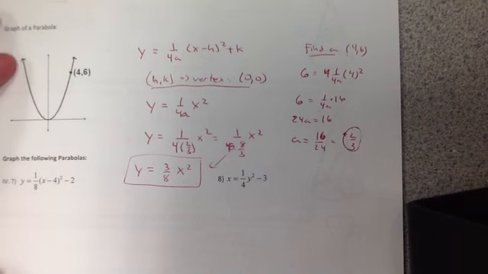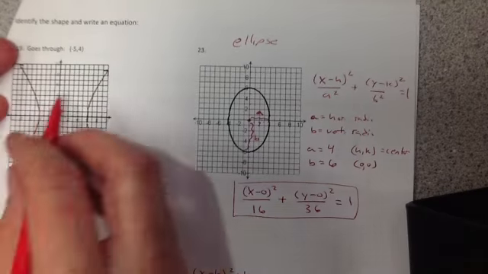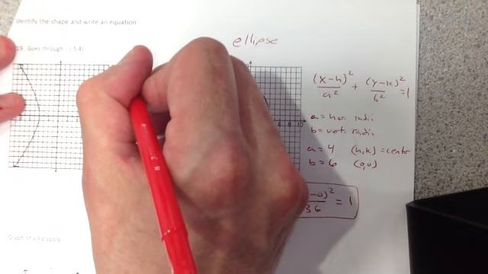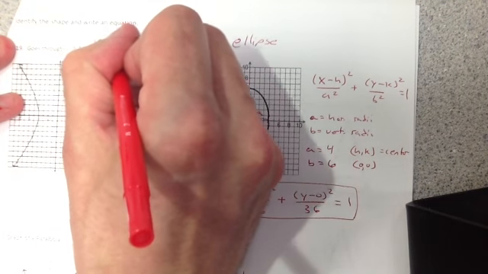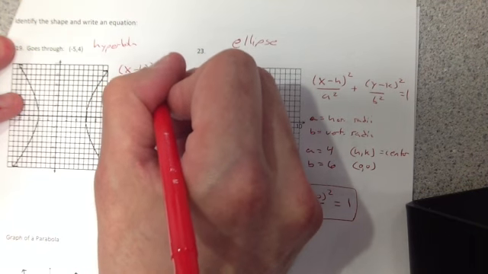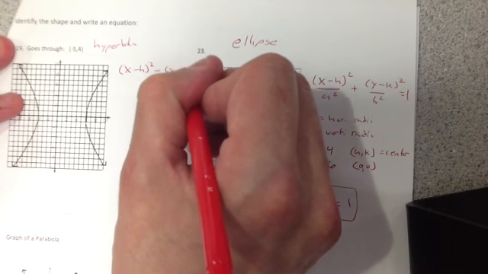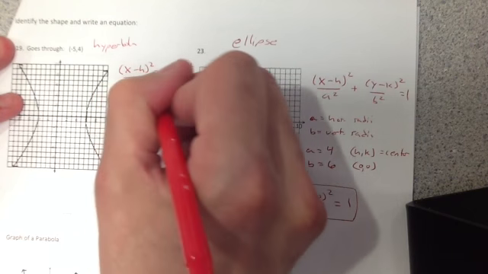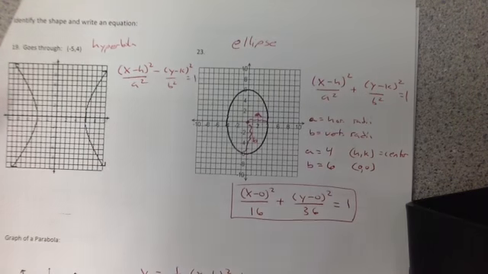Alright, so go on, try number 19. I will tell you this: remember the equation for an ellipse. This is a hyperbola. Remember the equation, (x minus h) squared over a squared minus (y minus k) squared over b squared equals 1. And we'll go over that one tomorrow. So you've got like 3 problems to do today, okay?